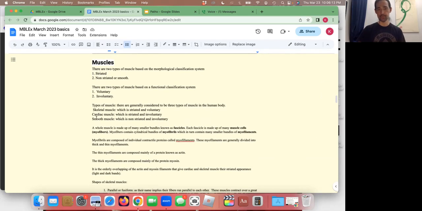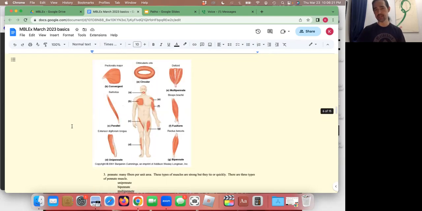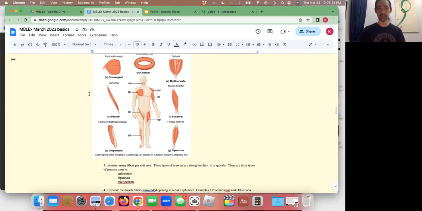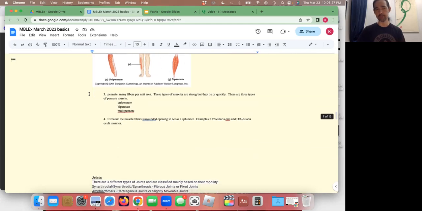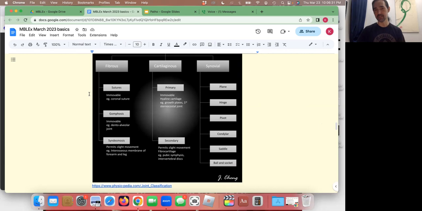Go through the different types of muscles, the cellular structures of muscles. You're going to have to know that. Right here it is. The different sizes, the different shapes of muscles, how the muscles are named, their shape, how they move, their size. Right, the different kinds of joints.